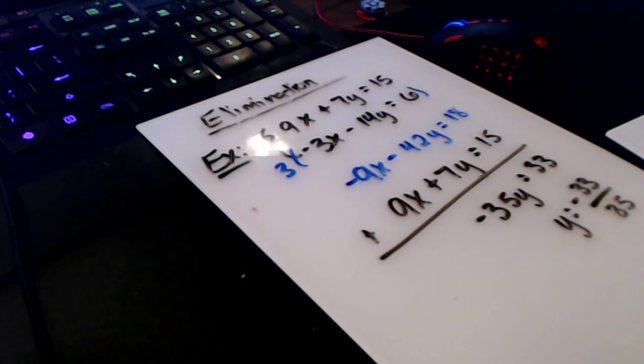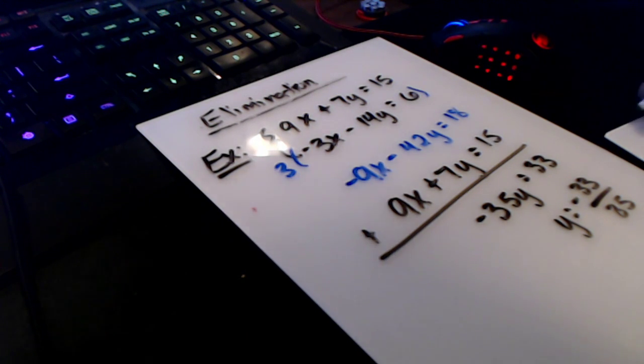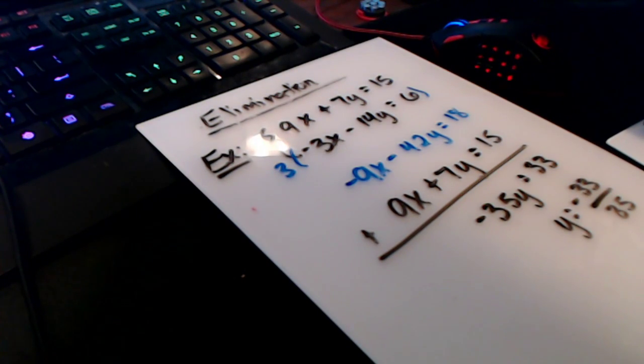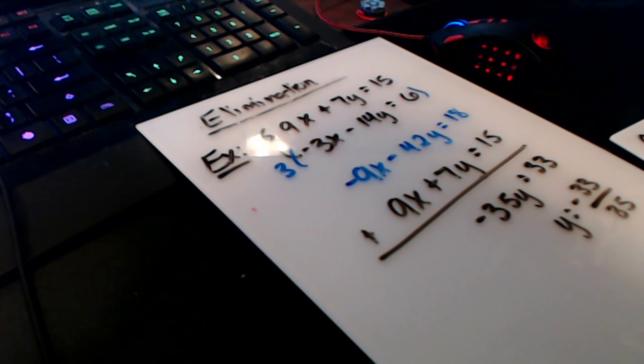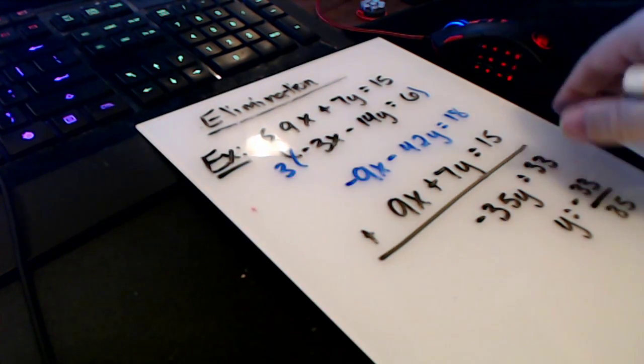It doesn't matter which one of these we want to use. We can use either one. I'm going to go ahead and stick with the first equation. So we'll have 9x plus 7 times negative 33 over 35 equals 15. And this is why you don't make up your own problems.